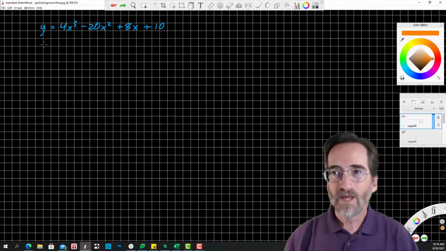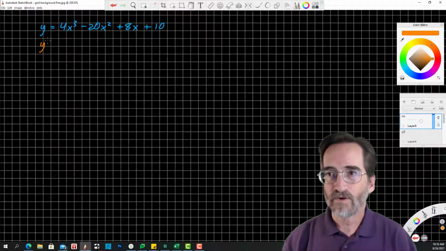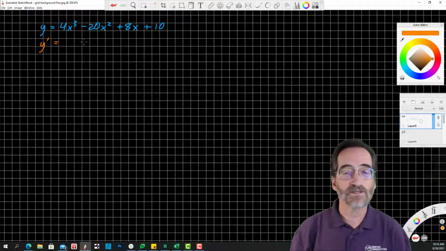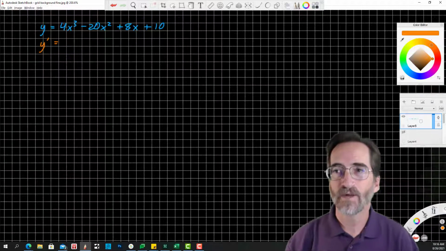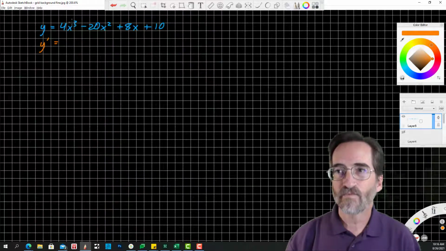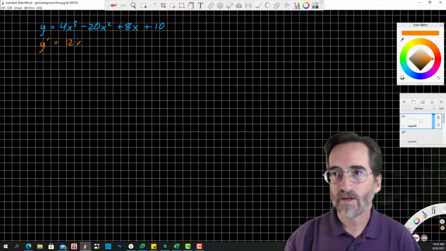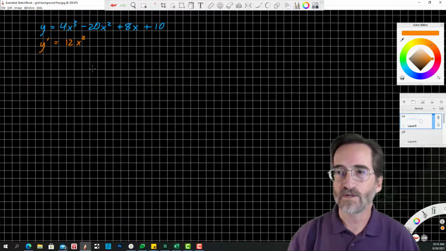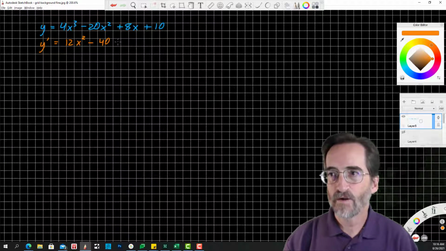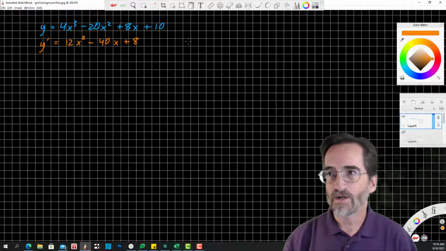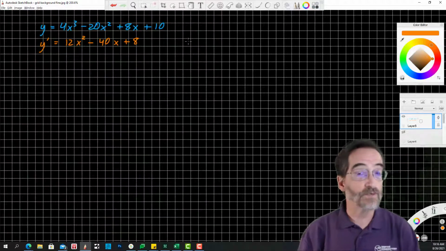However, we can analyze the first derivative here. So remember what the first derivative tells me. The first derivative tells me the slope of the function at any given x value. So let's take the derivative. 4 times 3 is 12, x to the second, decreasing the exponent by 1. 20 times 2 is 40x. And then 8. And the constant disappears when we take the derivative.